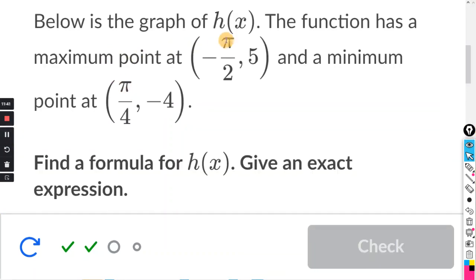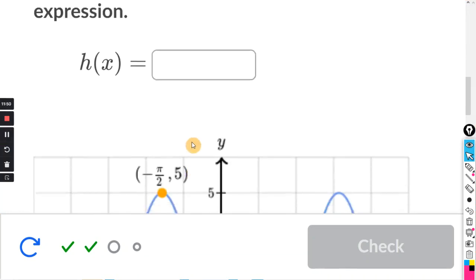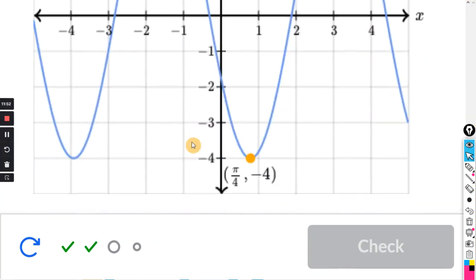All right, below is a graph of h of x. This is the maximum point, and this is the minimum point. Write the formula or equation for h of x. All right, so the points are given on the graph.